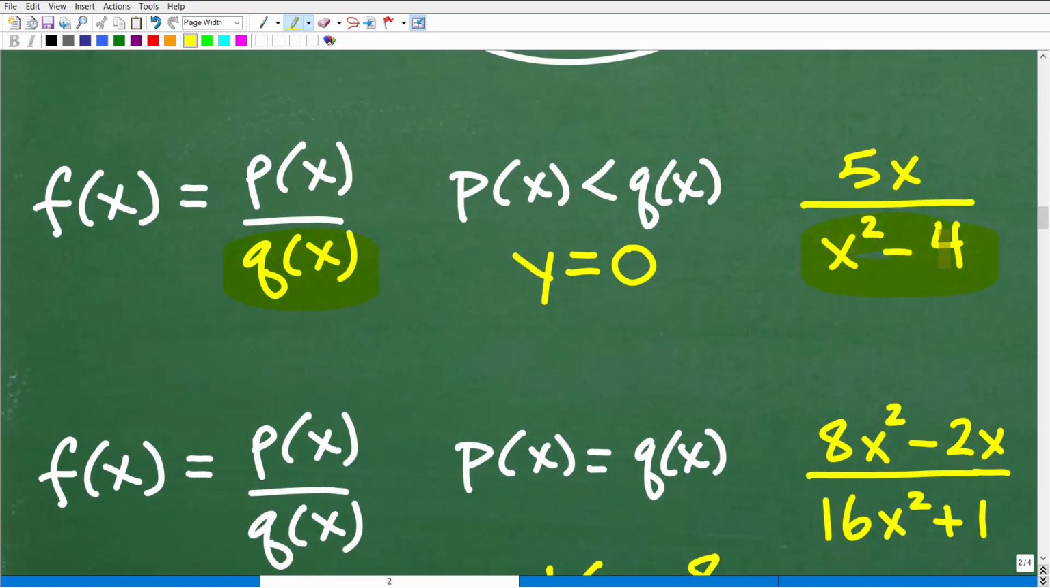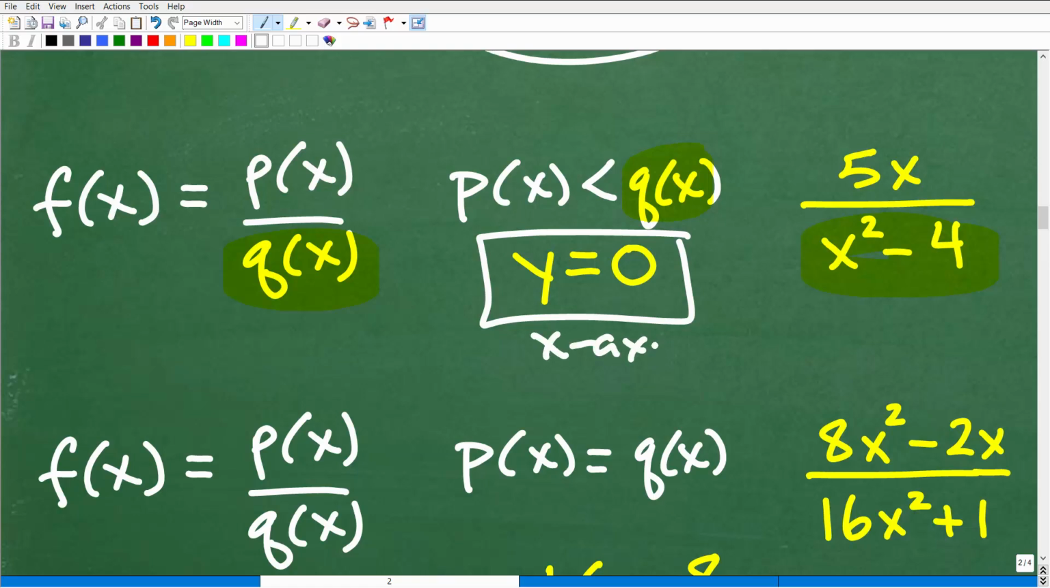Something like this: x squared minus 4 has a higher power than 5x, which is in the numerator. So in this case, q of x, that denominator polynomial, has a greater degree than the numerator. In that case, you have a horizontal asymptote of y equals 0. That's always the case. So y equals 0 is what? Well, this would be simply the x-axis.